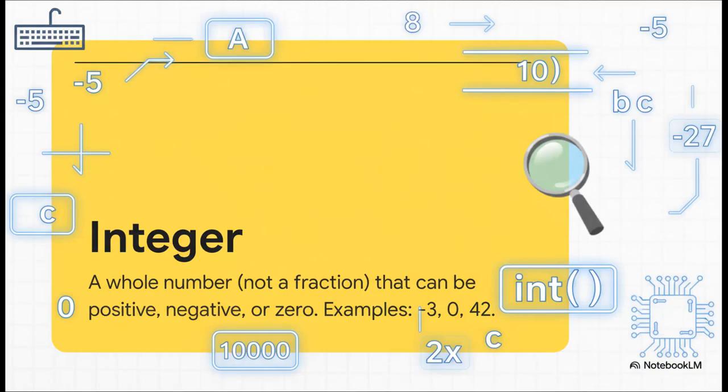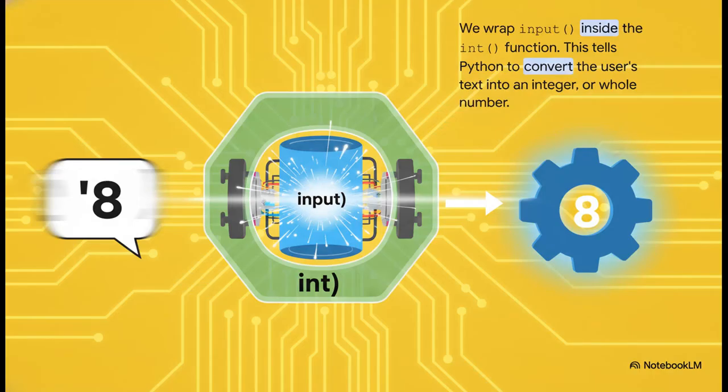And the solution comes from a data type called an integer. It's just a programming term for a whole number. No decimals, no fractions. It can be positive, negative, or 0. To fix our 82 problem, we've got to convert the text the user gives us into one of these integers. And this is how we do it. This is the key. We wrap our input function inside another function called int. It's like a 2-for-1 command. The inside part, input, tells Python, get the user's input. Then the outside part, int, says, okay, now take whatever you just got and immediately turn it into an integer.